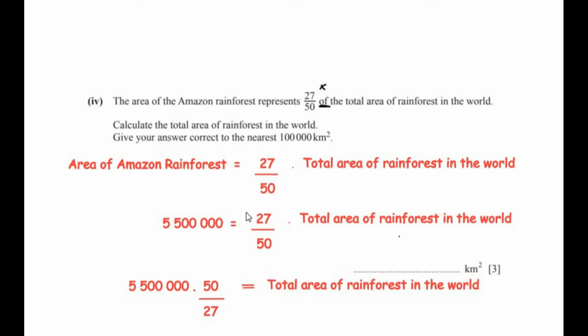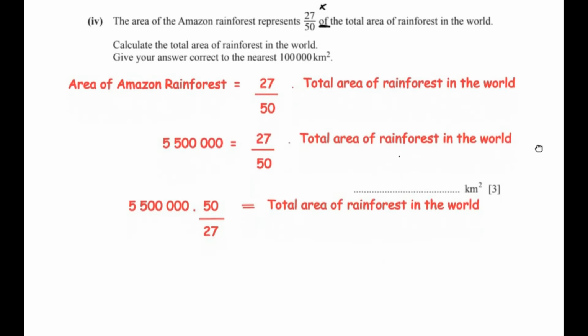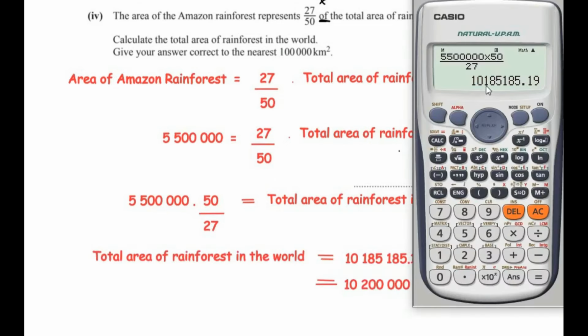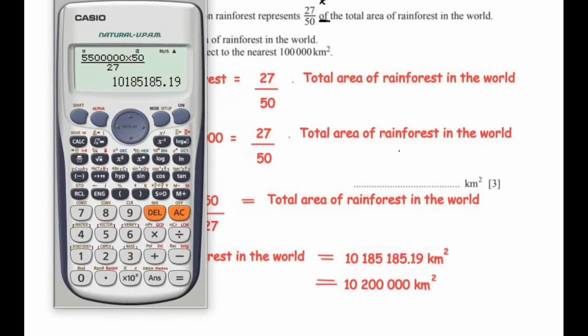Now we are going to take this fraction to the right hand side. So this fraction flips upside down when we do that, and here we get 5,500,000 times 50 over 27 is equal to total area of rainforest in the world. So this will give us a value as 10,185,185.19. So this is what we have written over here, kilometers square.